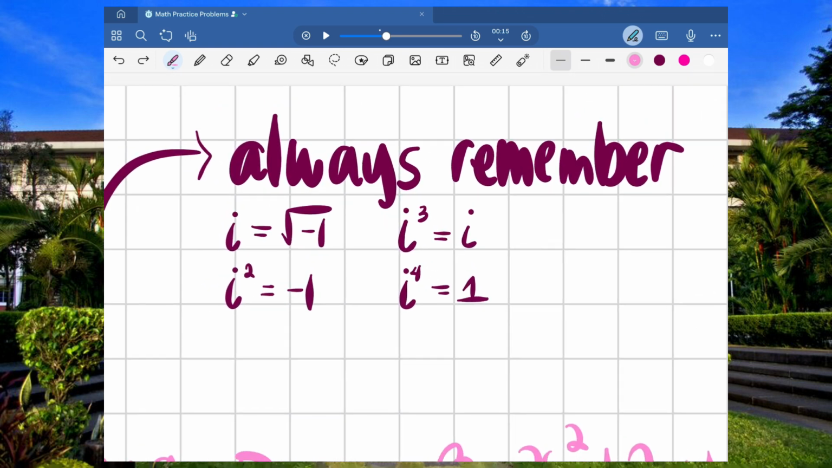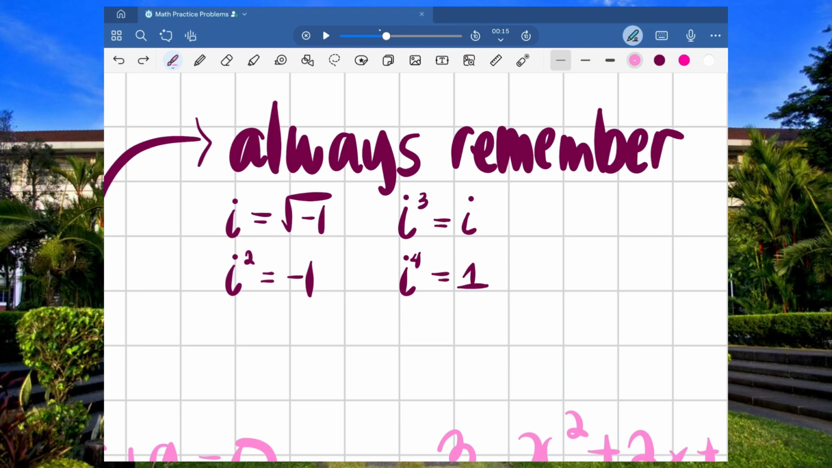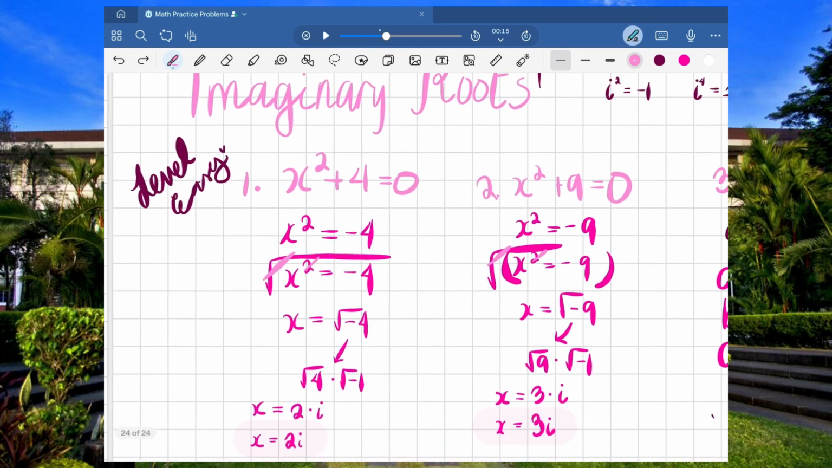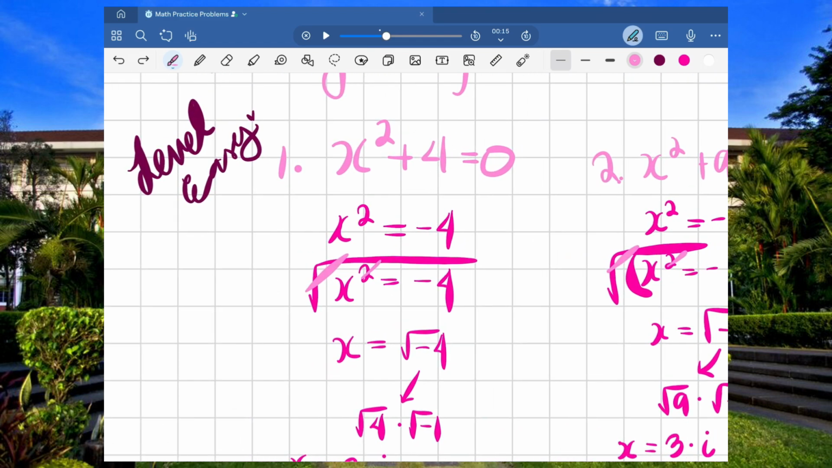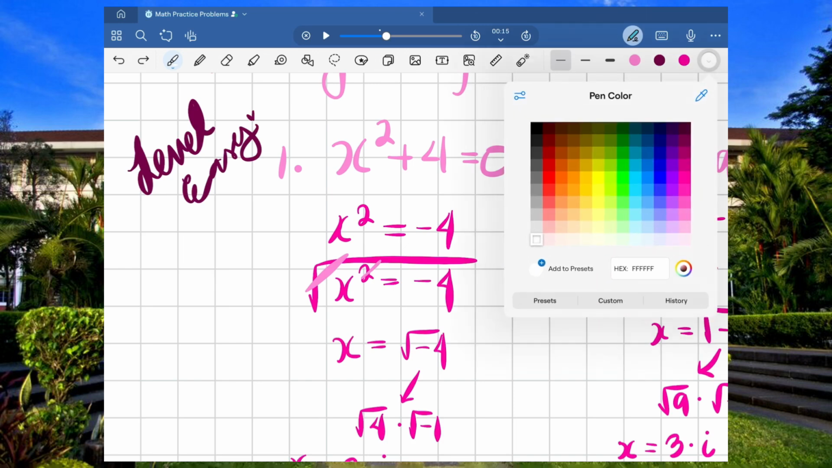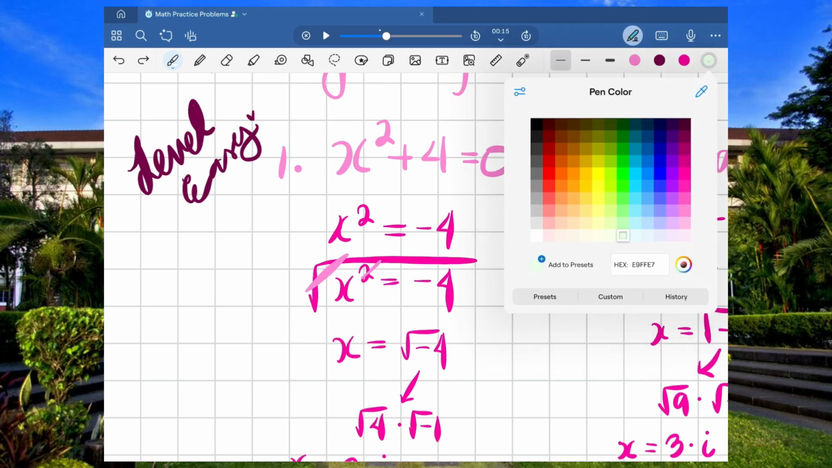So here they are. Always remember that I is equal to square root of negative 1. I squared is equal to negative 1. I cubed is equal to negative I. And I to the power of 4 is positive 1. So we have a practice problem right here.